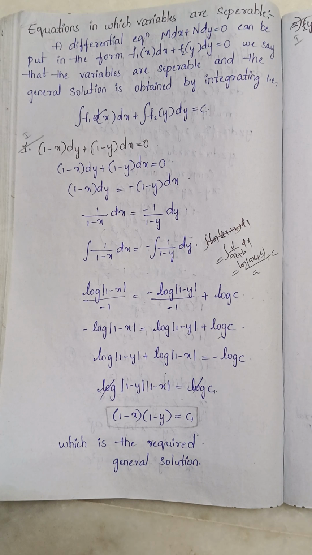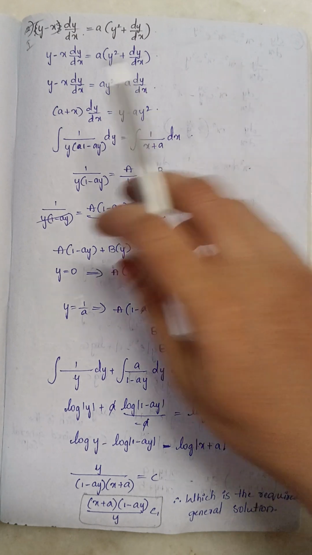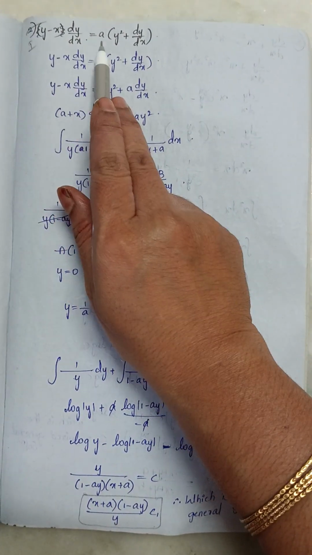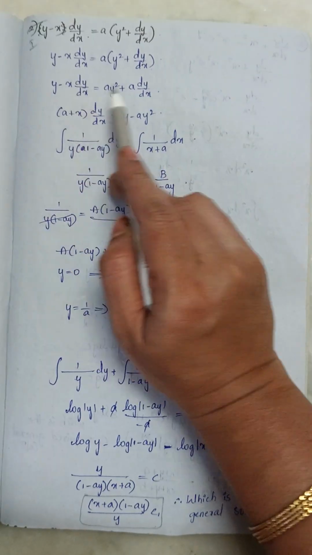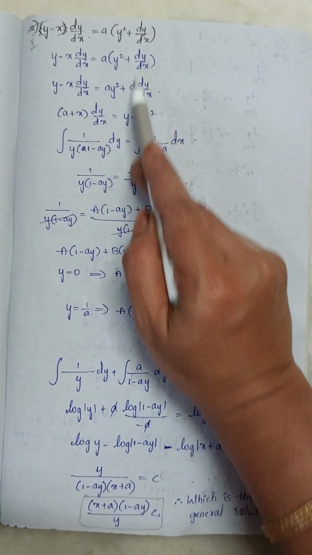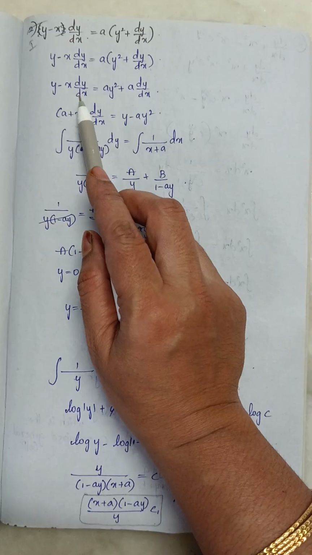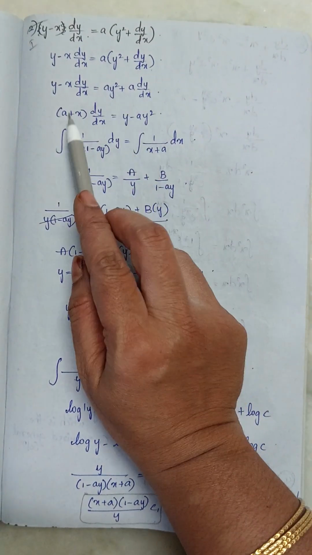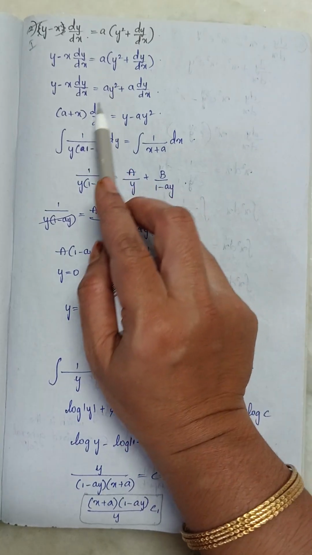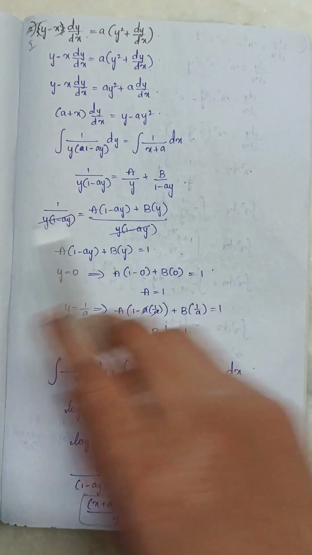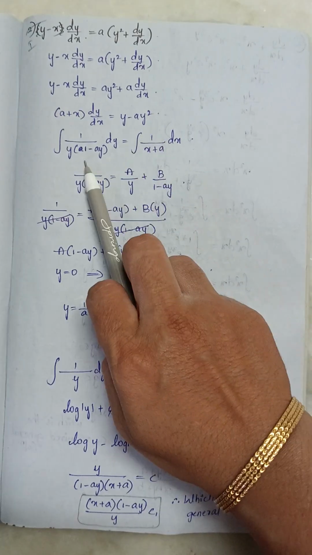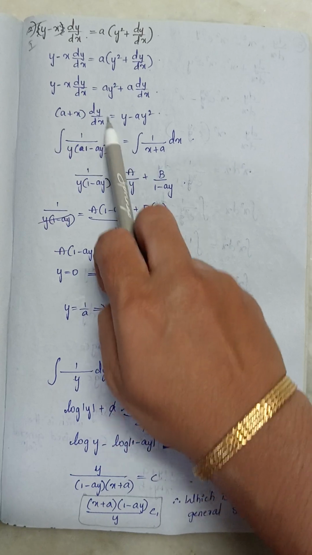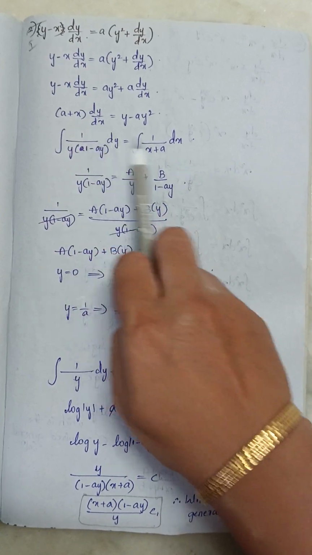So similarly, we can see the next problem. See this problem: y minus x into dy by dx equal to a of this term. So multiply with a for both terms. Again take dy by dx terms as common, that is (a minus x). Take it to this side, plus x into, so (a plus x) into dy by dx, and take this term to this side, y minus ay square. Again take y terms to this side. Then 1 by y common here, (1 minus ay) into dy. Take these terms to this side, then it is into dx.